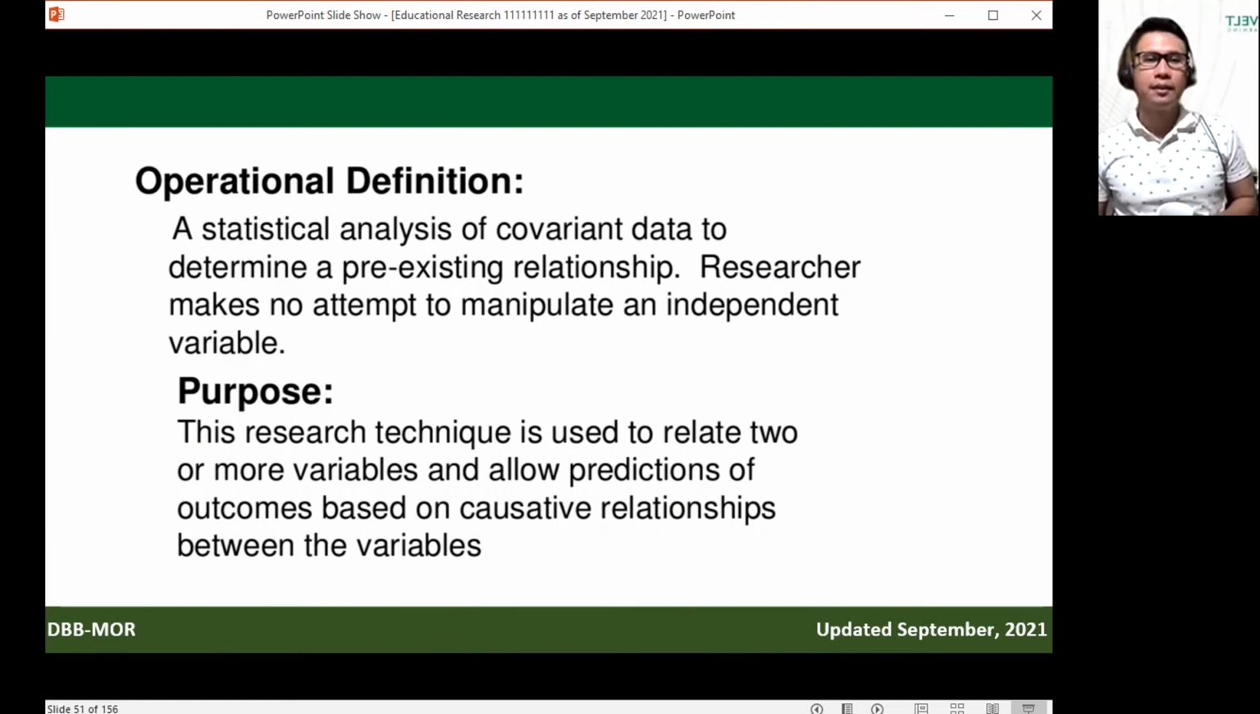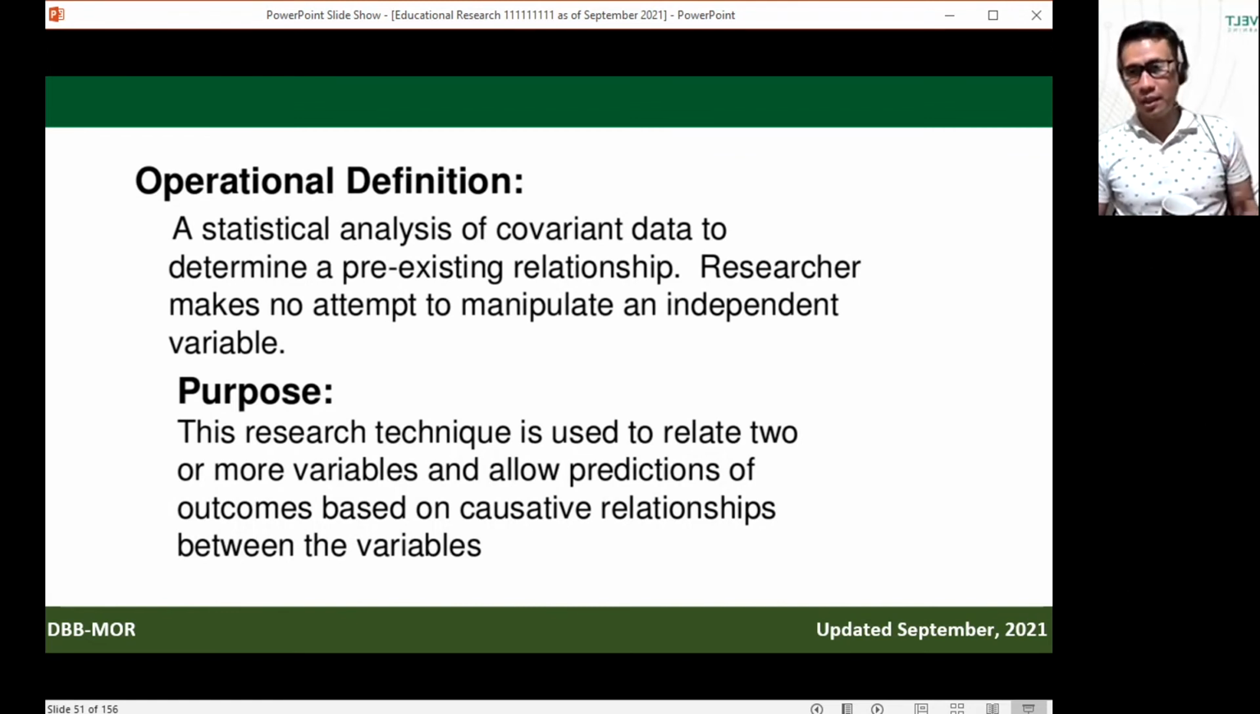Operationally, correlational research is a statistical analysis of covariant data to determine a pre-existing relationship. Pre-existing relationship kasi parang there is already an existing relationship, but is it negative? Is it positive? Is it strongly correlated or not? Or there is no correlation at all?